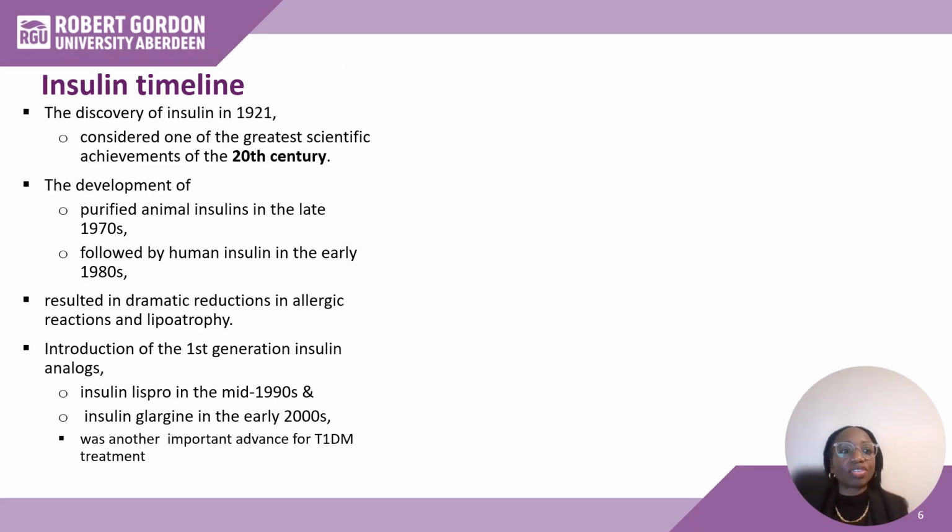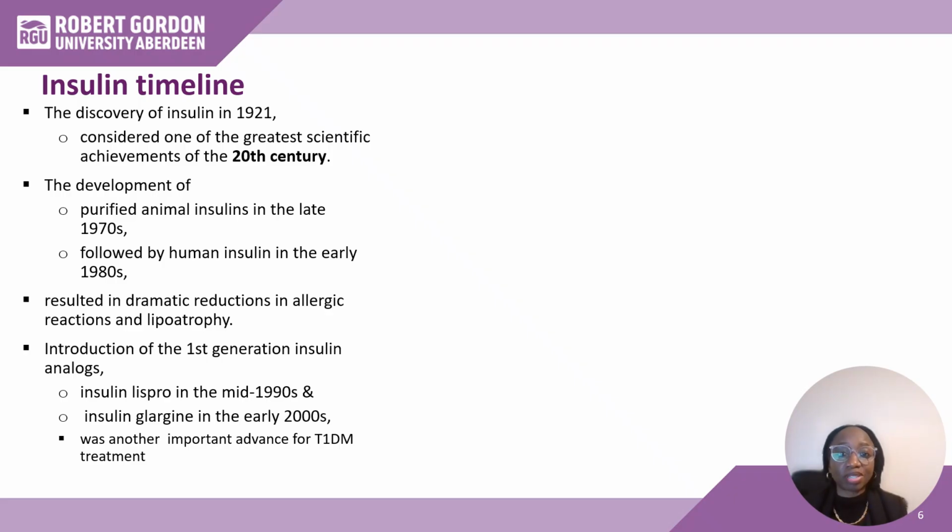Next, I wanted to revisit the timelines for insulin. So insulin was first discovered in 1921, and it's termed to be the greatest scientific achievements of the 20th century. The development of insulin in a purified form happened in the late 1970s, and then the human insulin did come to the market in the 1980s.